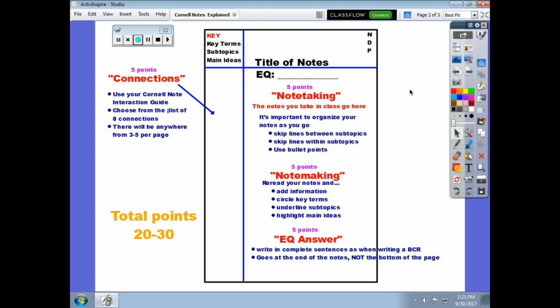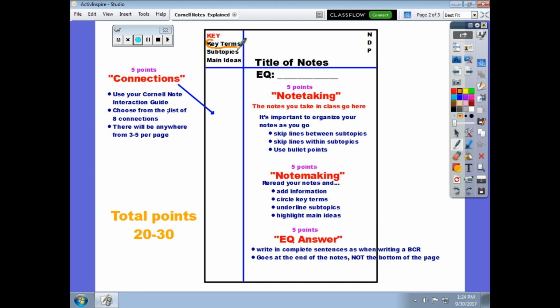But note-making is basically rereading your notes. And as you reread your notes, you're adding information. You're circling key terms, underlining subtopics, highlighting main ideas. It's important before you begin your note-making to make a key in the upper left-hand corner. And students, I'm going to ask you to physically, when you do this, write key terms, subtopics, and main ideas, and I want you to physically circle the words key terms.